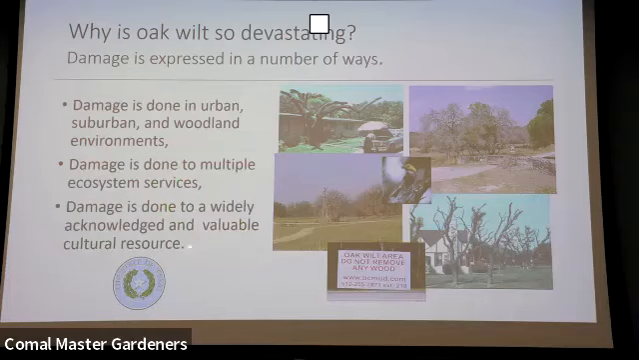And then also it's considered devastating here in Texas because oak trees are widely acknowledged as a very valuable cultural resource. All you have to do is look at the state seal and see when they originally designed it, they put an oak wreath on it, along with an olive wreath. The oaks have always been an important part of people's cultural experience in Texas. And so you put all these things together. And again, this is one of the reasons why I get asked to talk about oak wilt a lot.